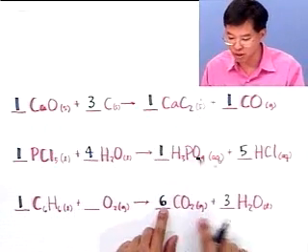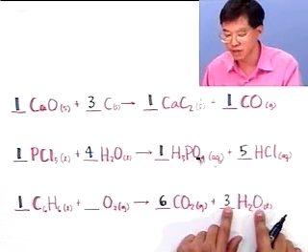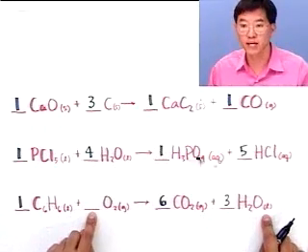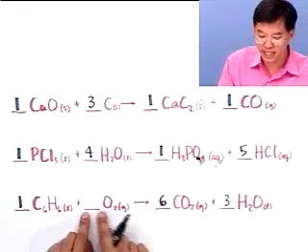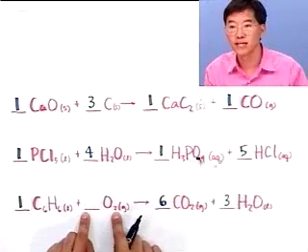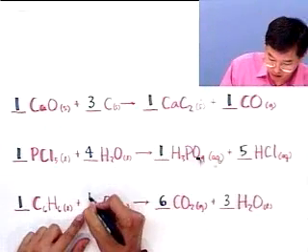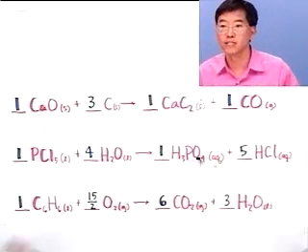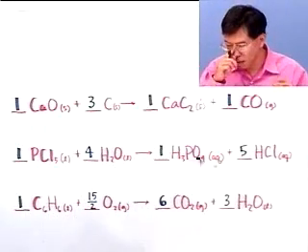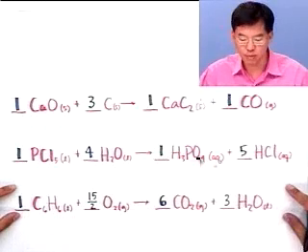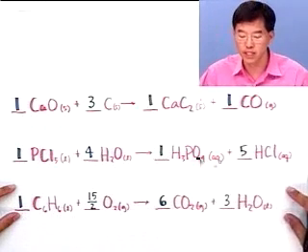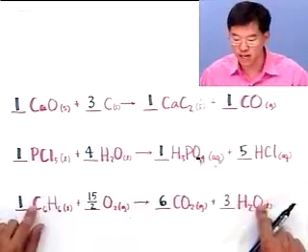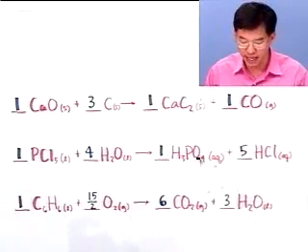6 times 2 is 12. 3 times 1 is 3. 12 plus 3 is 15. What number has to go here? Whatever it is, when we multiply it by 2, has to give us 15, which means that that coefficient is 15 halves. Now, by convention, we're going to express balanced reactions with whole number coefficients. So that means 15 halves doesn't cut it. All these other numbers are fine. These are all whole numbers, but 15 halves doesn't cut it.